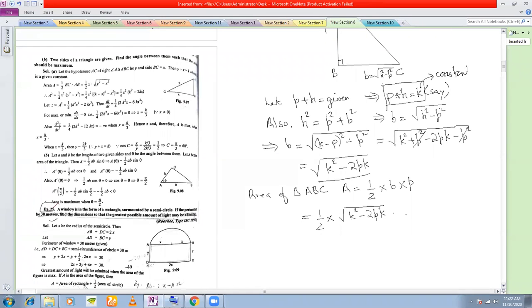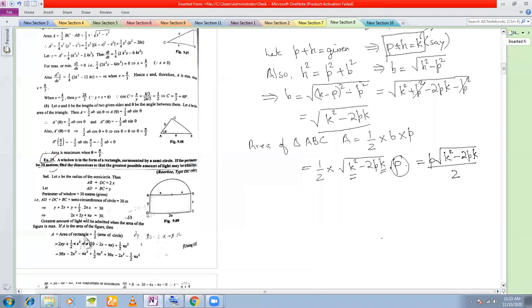See, K is a constant here because it is given, right? So K is a constant. So what I do is I write P as it is, because K is a constant, and P is also a constant, so I get A only in terms of P, right? Did you understand? K is a constant here. Even though you can see K is there, actually P and K are constants. Understood?